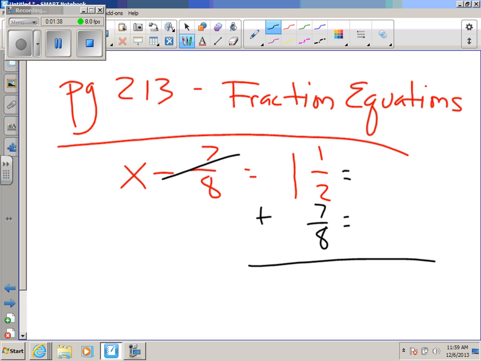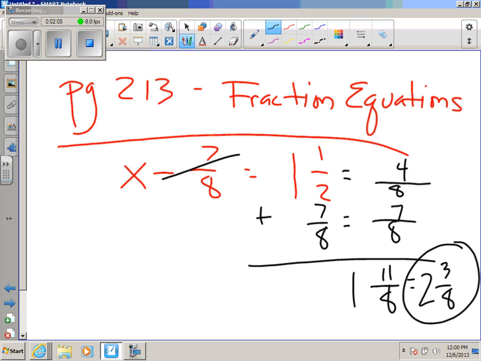I also know that when I add with fractions, what is it that we need? Not similar, like, common. So we're going to use 8. 7 there, times 4. 4 plus 7, 11/8. 1 and 11/8 simplifies to what? 2 and 3/8. Very good.